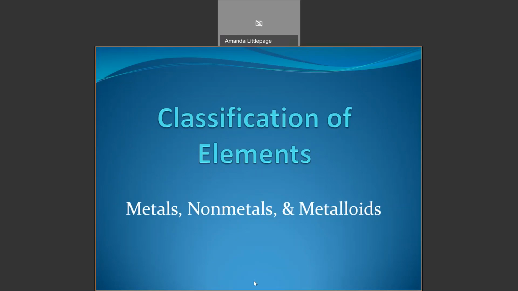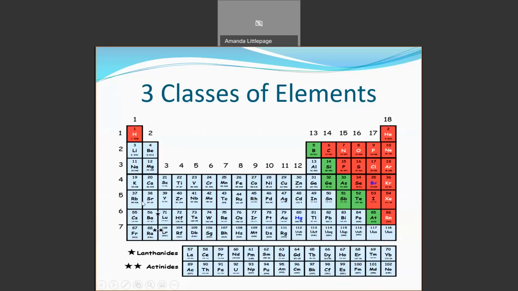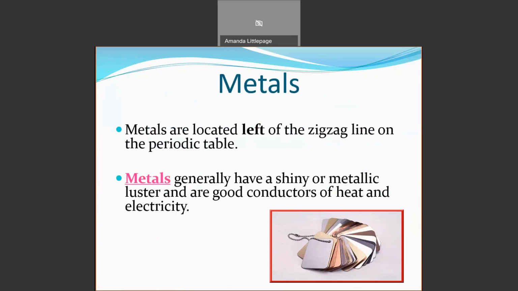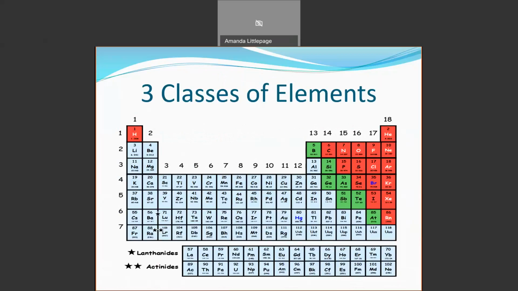Metals versus nonmetals, we're just going to briefly talk about the characteristics. As you can see here, in blue, all of those are metals. The majority of elements that exist on the planet are in fact metals. The green represent metalloids and red represents your nonmetals. So what are some characteristics of metals? Well, first of all, they're located to the left of the zigzag line. If I go back, this is the zigzag line they're referring to. So on the periodic table, metals start at the left and go towards the right. They're to the left of the zigzag line.